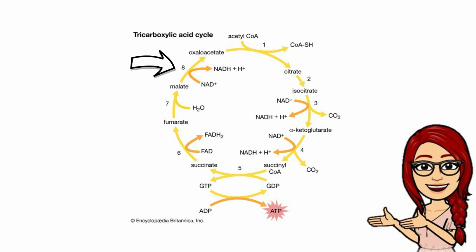The last step in the citric acid cycle regenerates oxaloacetate by oxidizing malate. Another molecule of NADH is produced. Later, everything will repeat in a cycle. So for further understanding, you may refer to our PBR report.